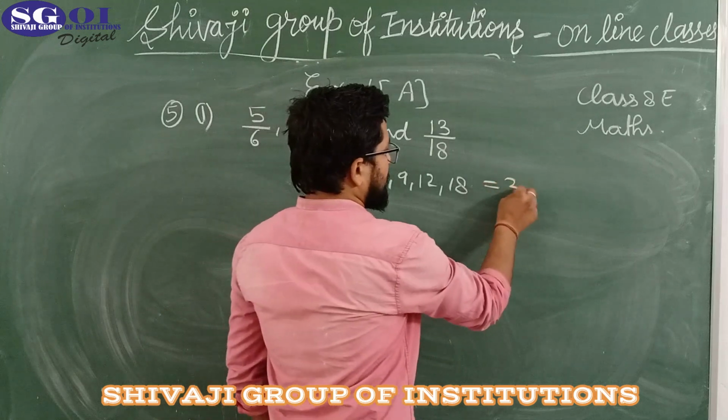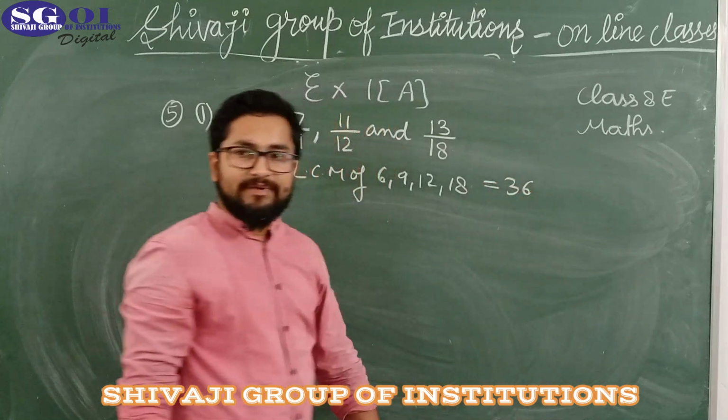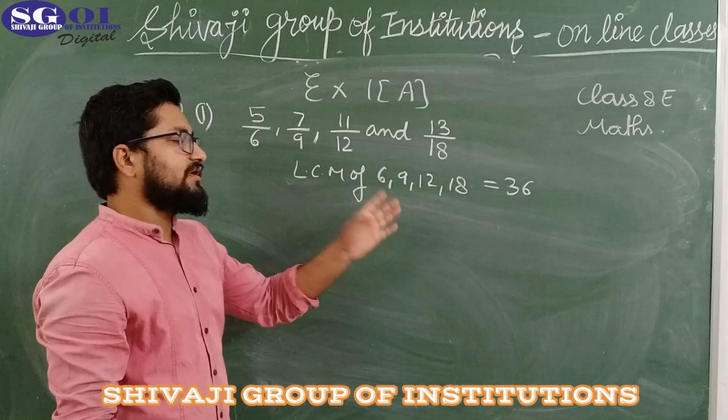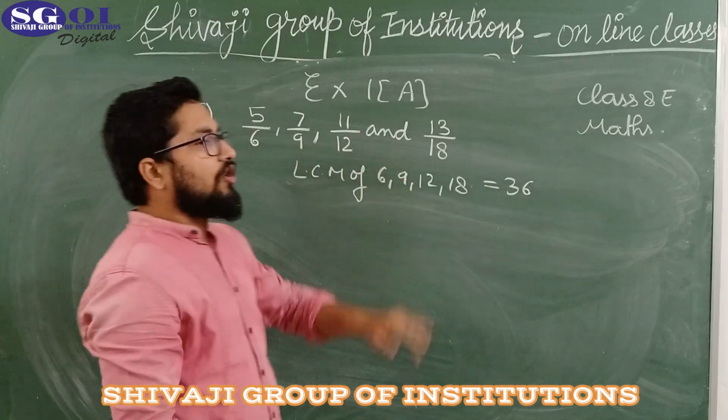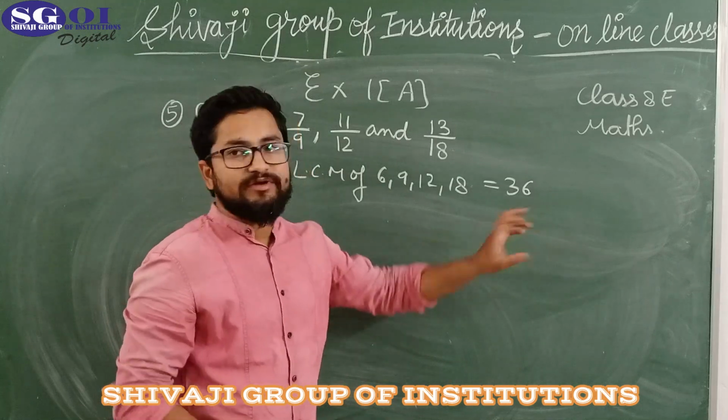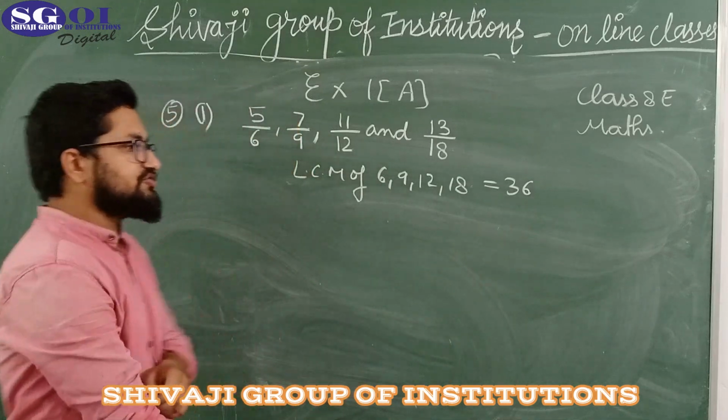You can find the LCM separately. So the LCM will come out to be 36. Now the second thing is that you have to change all the denominators into 36.